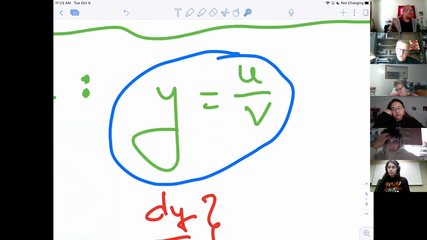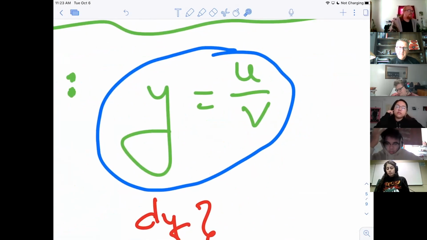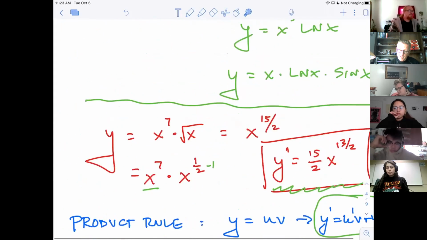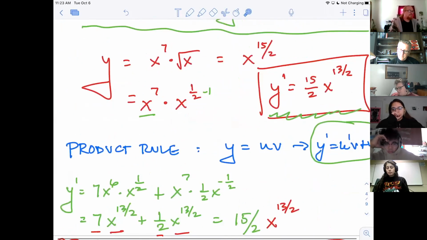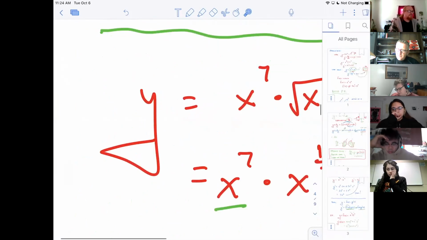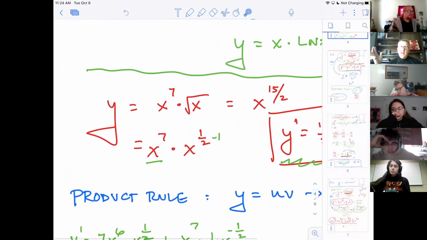If I'm looking at junk divided by junk, then I should be thinking quotient rule. If I'm looking at junk times junk, then I should be thinking product rule. That's really all you got right now. If I don't have any things multiplied or divided, then at least for right now, I'm thinking, oh, just regular old power rule, whatever the exponent of that thing is.